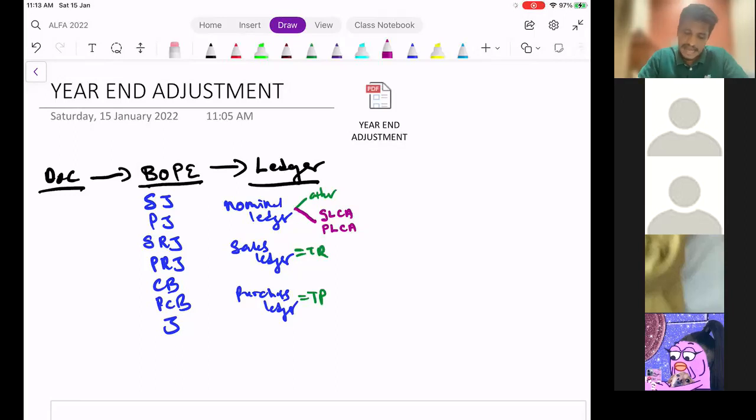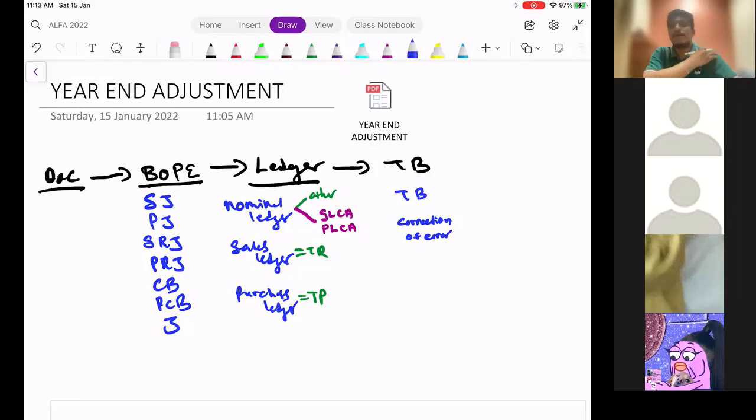After we prepare the ledger, we will prepare the trial balance. In the trial balance, we also do the correction of errors. If you have any error, we do the correction here. After that, the balances in the trial balance will be transferred to the financial statements.